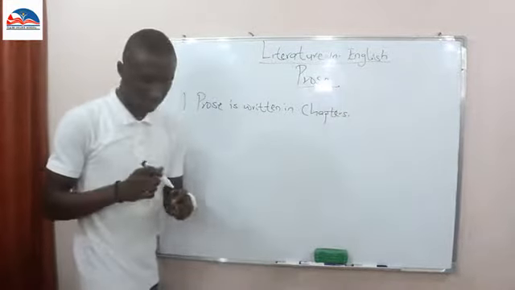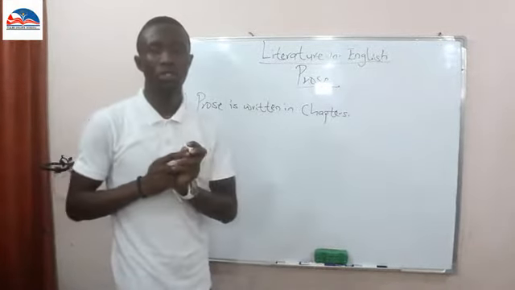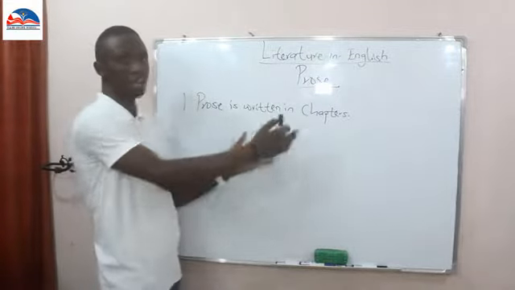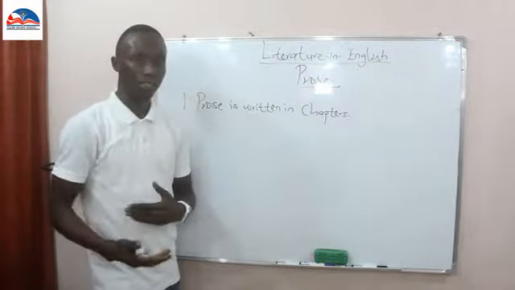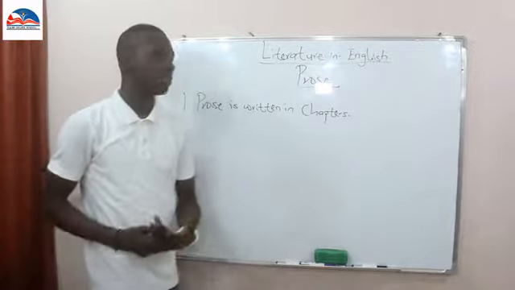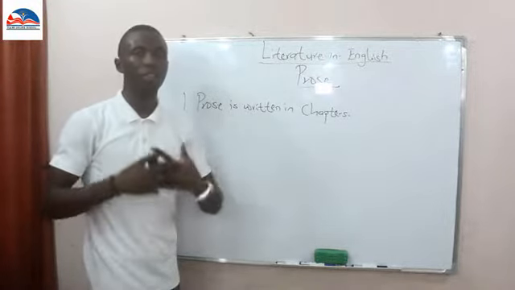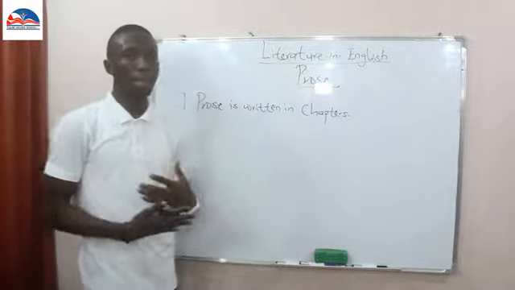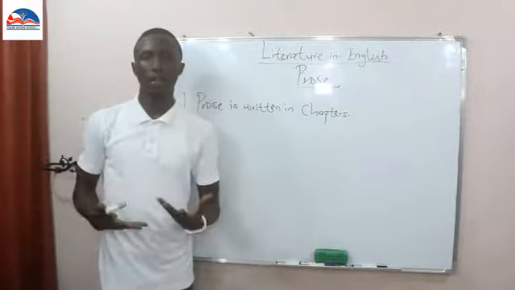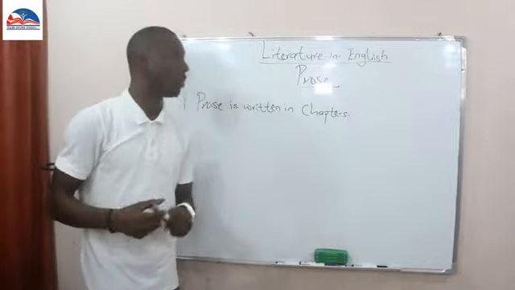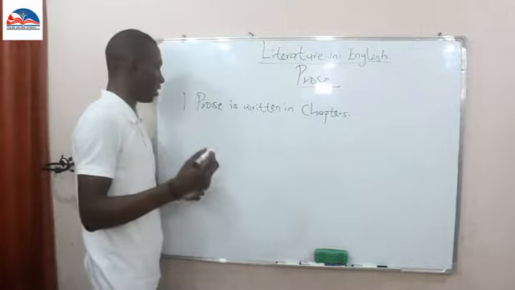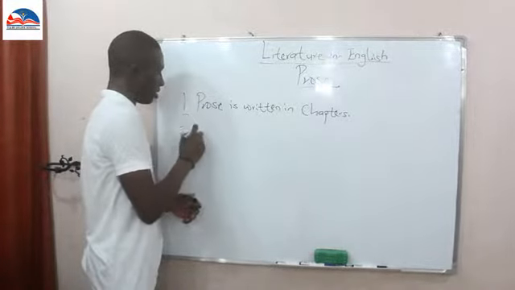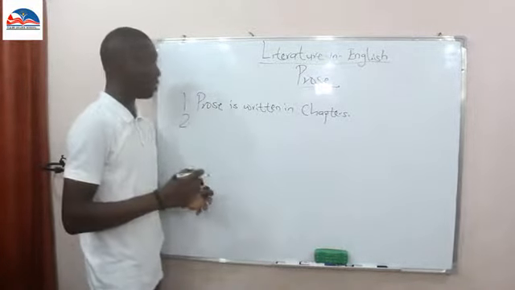now this is one of the distinctive features of prose from the other genres of literature. Prose is written in chapters. Plays are written in acts and scenes. Poems are written in verses, lines and stanzas. But prose itself is written in chapters. Now, a writer picks up a book, and like we said in our previous engagement, someone that writes a prose is called a novelist.